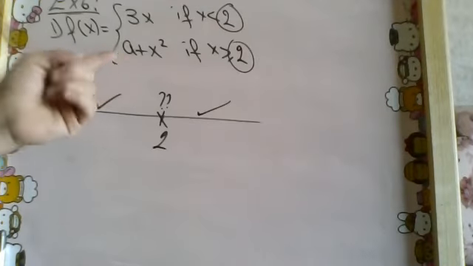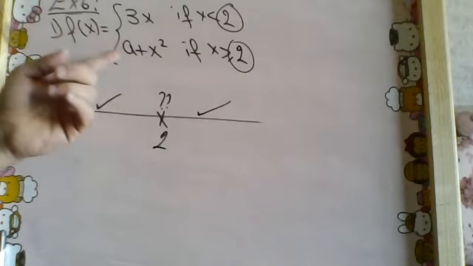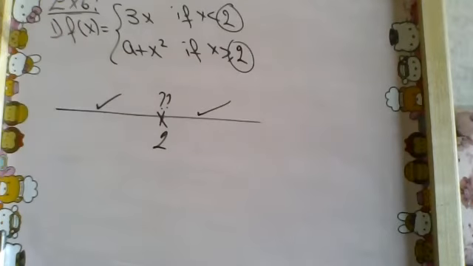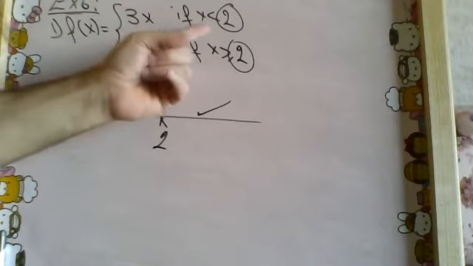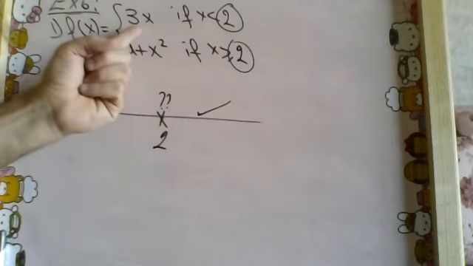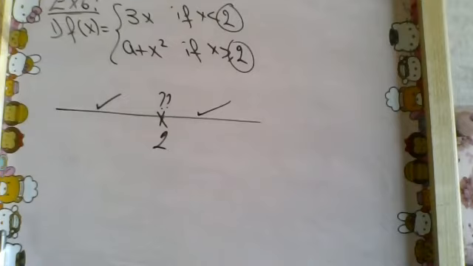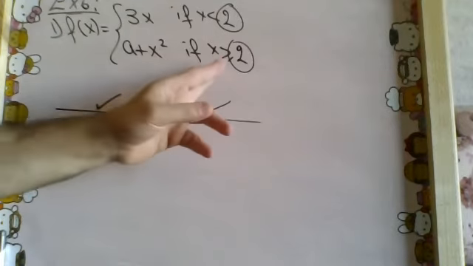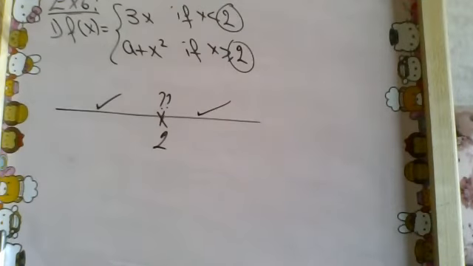You have to find the value of a that makes the function continuous for all values of x. I was saying here, when x is smaller than 2, the function is a polynomial function, so it is continuous. And when x is strictly greater than 2, the function is also a polynomial function. It's continuous. We still have to study the continuity at 2.